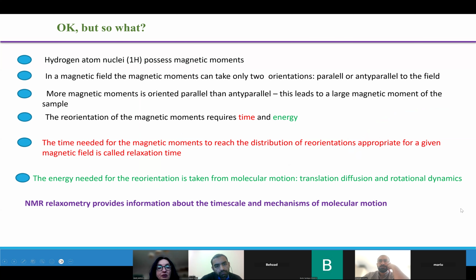So therefore, what is written here: analyzing the relaxation times or the reciprocal values, the relaxation rates, you get information about the time scale and mechanism of molecular motion.